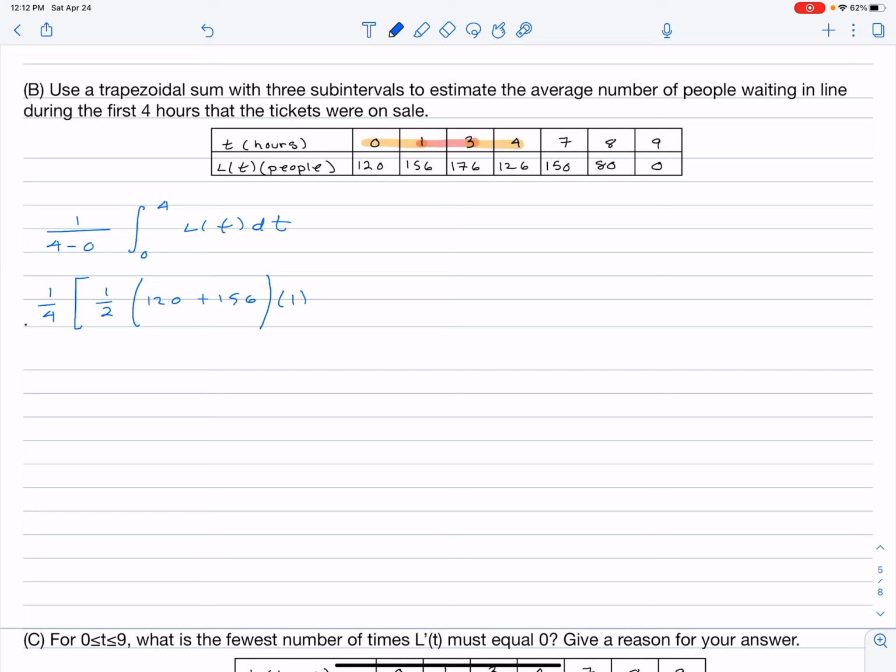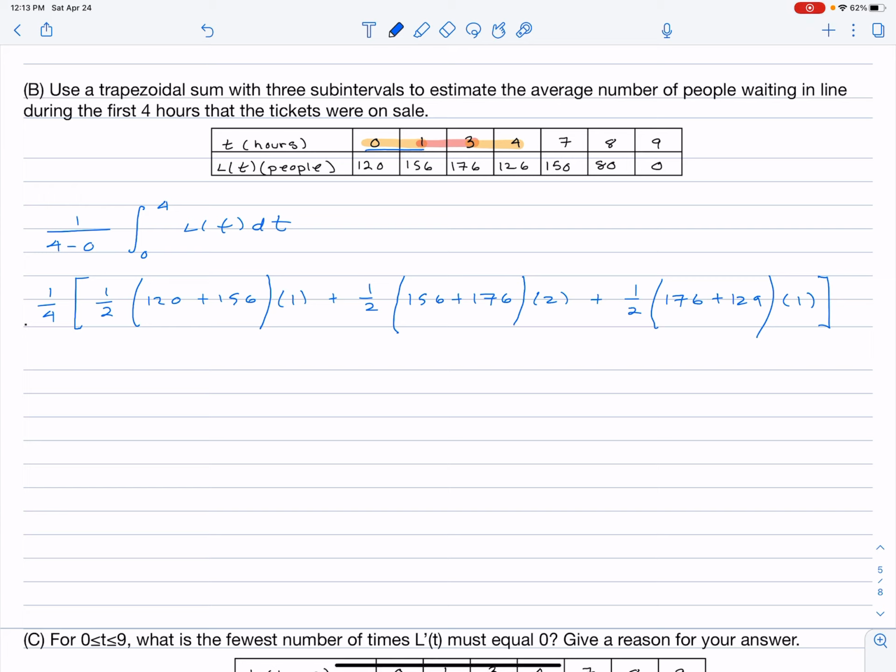I just finished doing this trapezoid. Let's move on to the next trapezoid. For the next trapezoid, it's going to, again, be 1/2 the average of our 2 bases, so 156 plus 176. And then our height is 3 minus 1, or 2. And then our third trapezoid is going to be 176 to 126, and it is going to be 4 minus 3, or 1.